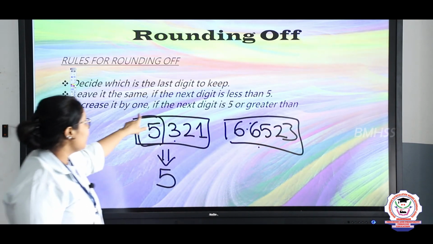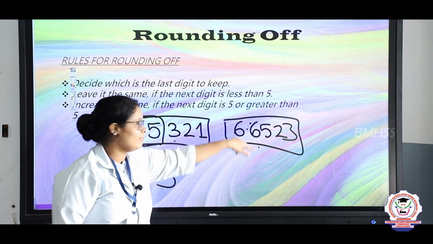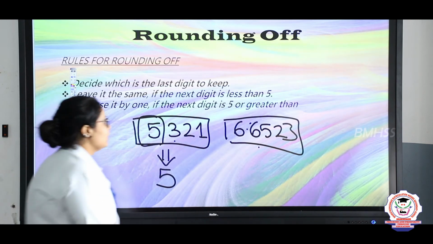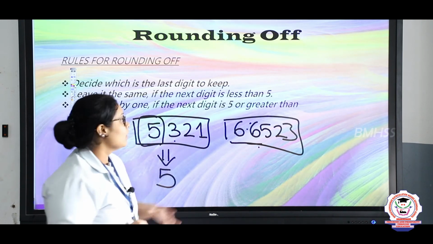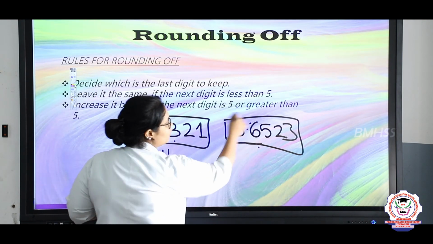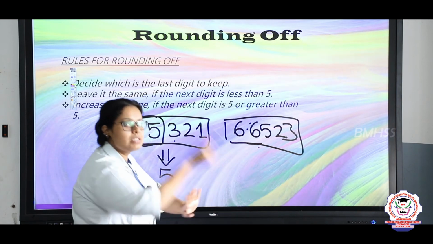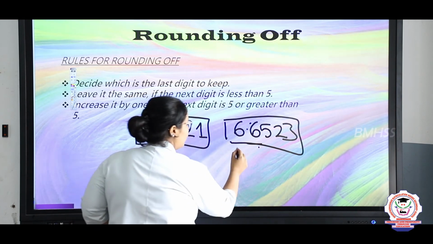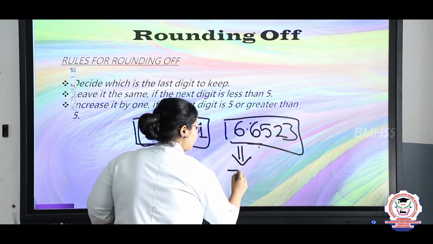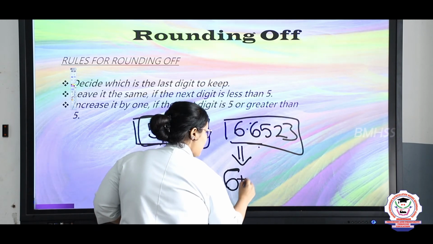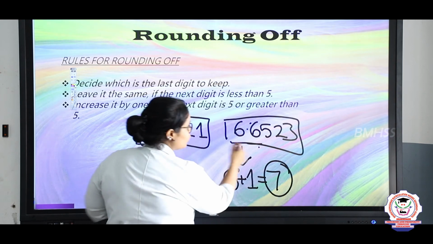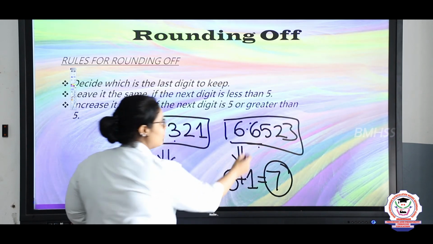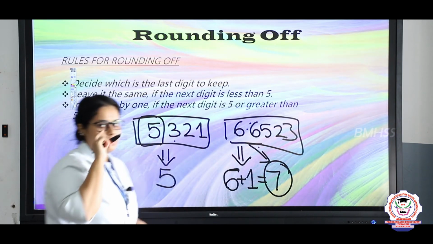Increase it by 1 if the next digit is 5 or greater than 5. Now, 6 is always, you know that it is more than 5, right? So, if I want to do this, then I have to add 1 to this 6. So, it will be 6 plus 1, which will equal 7. So, when you want to round this off, then the value will come as 7, right?